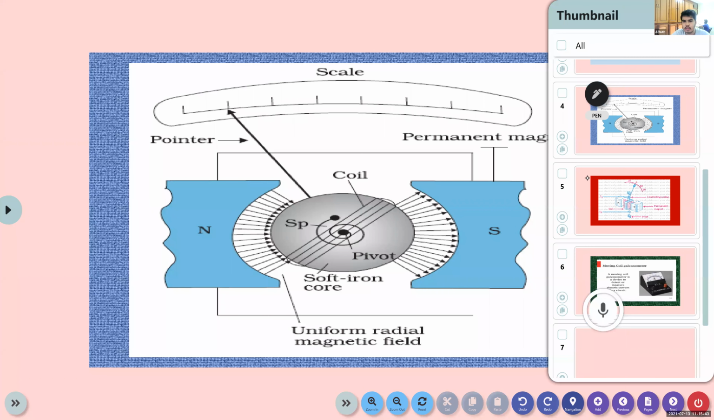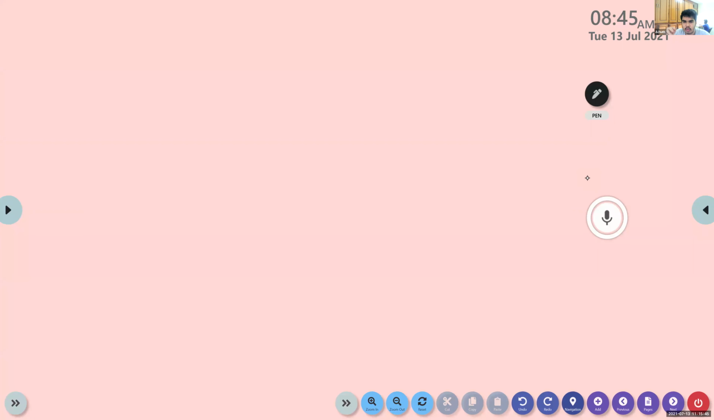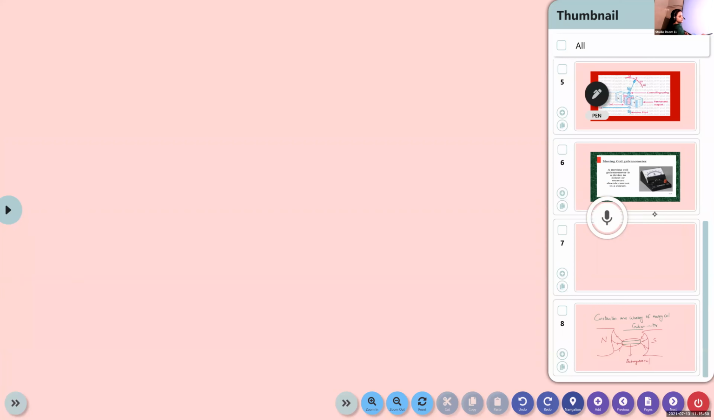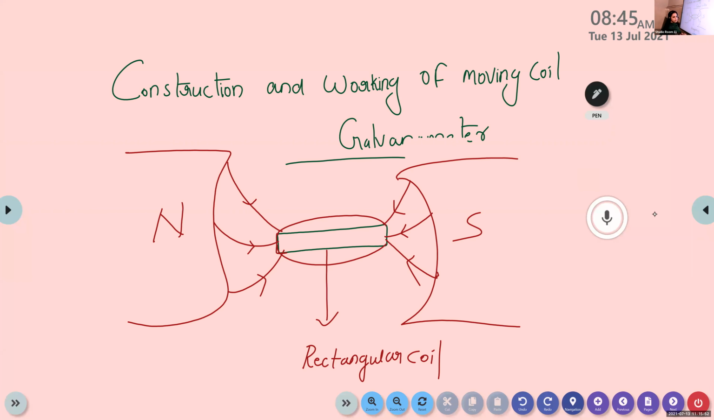Yes. Can you show the last page in which you drew the figure? Okay, okay. This one? Yes, ma'am. Okay.